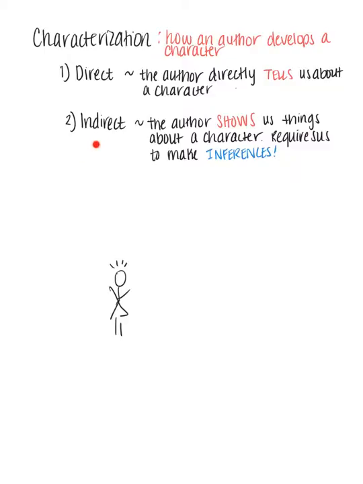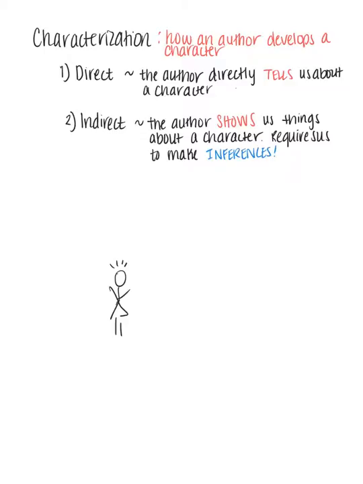Indirect characterization is the author showing us things about a character. Indirect characterization is a little bit more nuanced because it requires us to make inferences. It's not as cut and dry. You might have a different interpretation about this character than the person sitting beside you. Ultimately, direct and indirect characterization together are how an author develops a character.